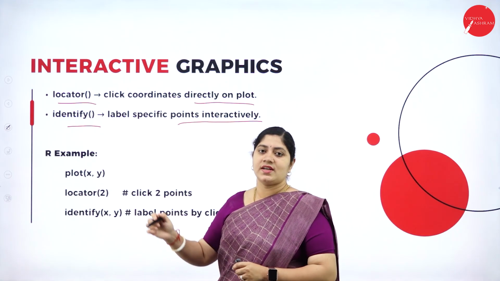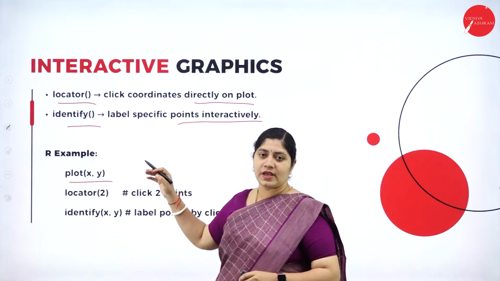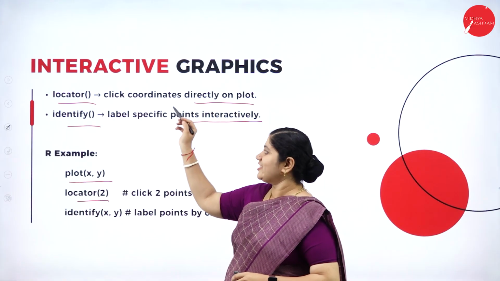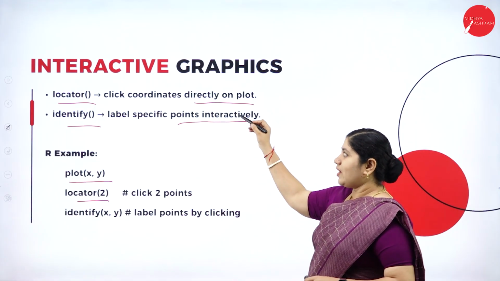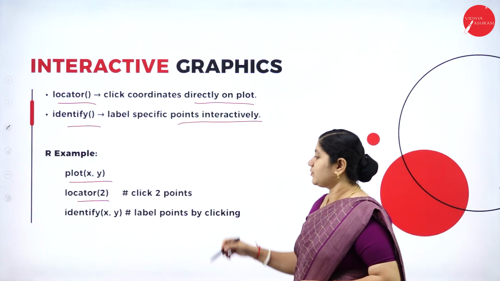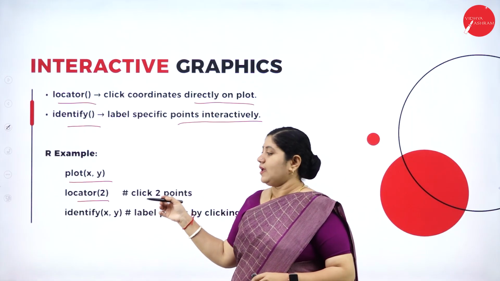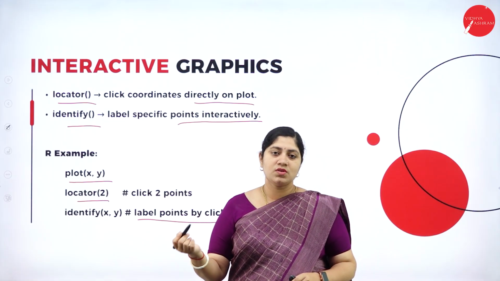Now let's see an example for this: plot of x comma y, which is used to plot a basic plot, followed by locator. Why is locator used? Yes, exactly, it is used to click on coordinates and verify on the plot. Followed by identify of x comma y. Yes, it is used to label points by clicking on those required points.